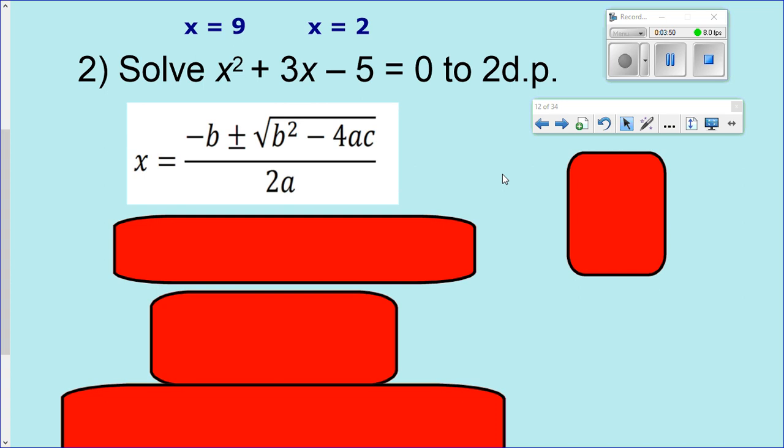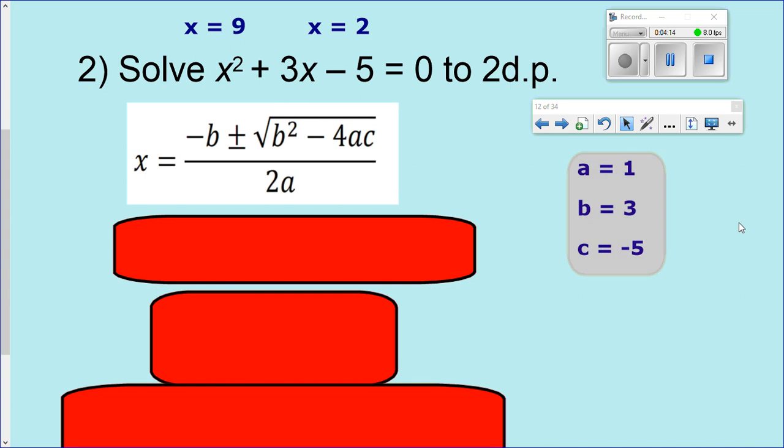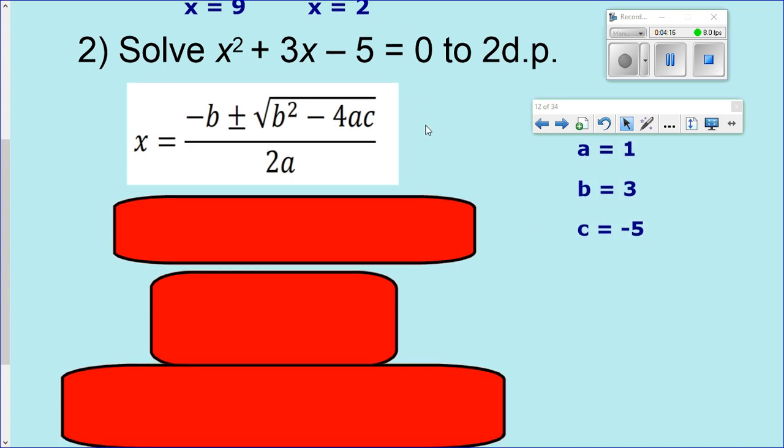So we've got minus b plus or minus the square root of b squared take 4ac, all over 2a. And then we have a look at our formula. The value in front of the x squared, there's nothing. But if there's nothing, we all know that means 1. So a has to be 1. Our value in front of our x is our b, so b is plus 3. And then our number on the outside is going to be our c. So a is 1, b is 3, c is minus 5.